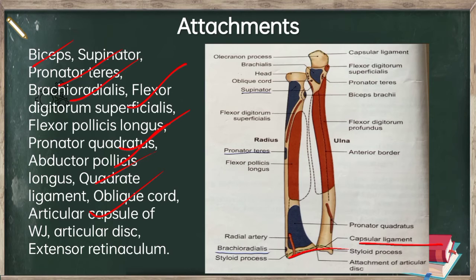Moving further to the articular disc of the inferior radio-ulnar joint, which is attached to the lower border of the ulnar notch. So this area is having the articular disc. Moving further to interosseous membrane. It is attached to the lower 3/4 of the interosseous border.